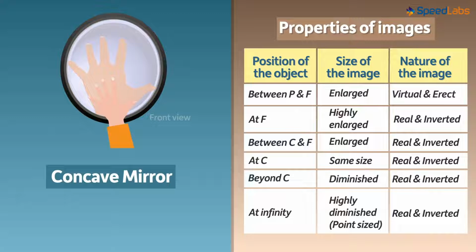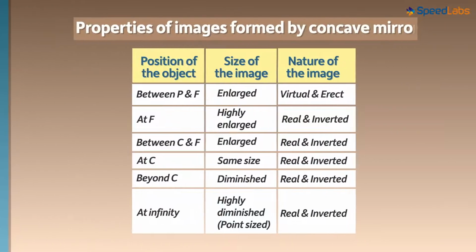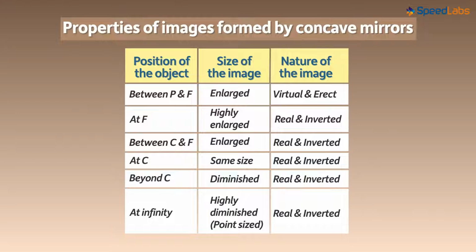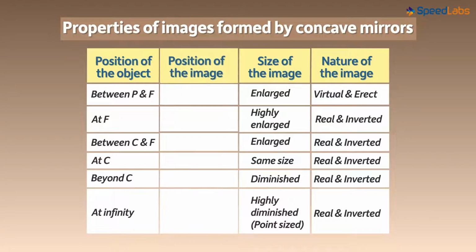Only one property of the images is remaining which we haven't determined yet, and that is the position of the image. Let's add one more column in the table representing the position of the image formed at different locations of the object. Yes, this is also a property of an image formed by a concave mirror. This will also vary with the object's distance from the mirror. We can find out this position or location of the image very easily using ray diagrams.